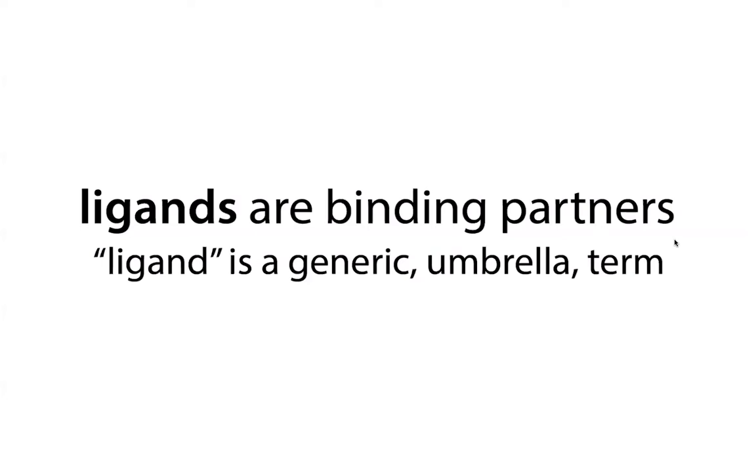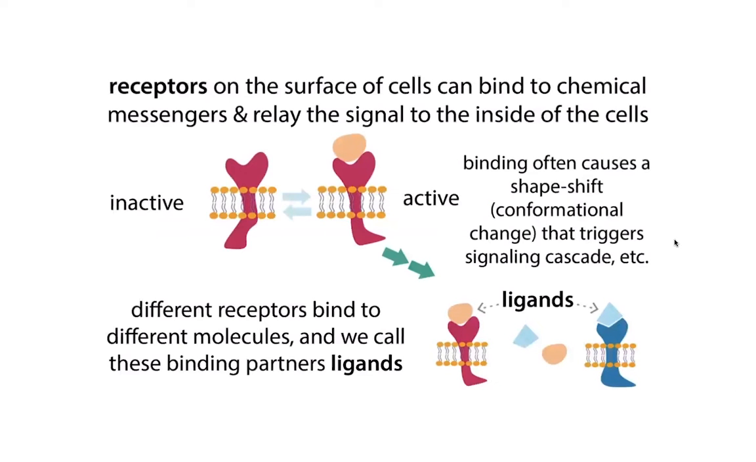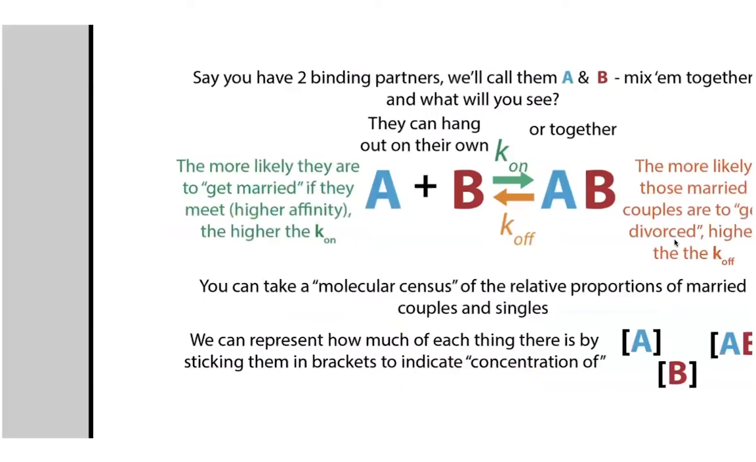Let's start with just a quick review of our binding thermodynamics and concepts. So remember that ligand is just a word for a binding partner. It's a generic umbrella term. We can talk about ligands for all sorts of things, such as ligands for receptors. That's a really common one. And so today what we're going to be talking about mainly is going to be looking at the binding of oxygen to hemoglobin. So oxygen would be our ligand, and it's binding to hemoglobin.